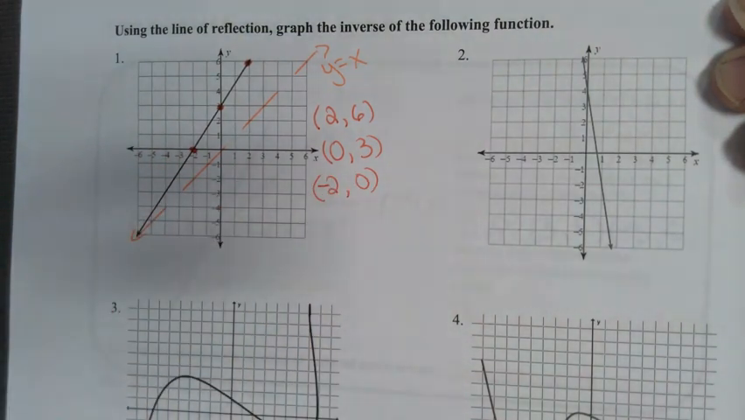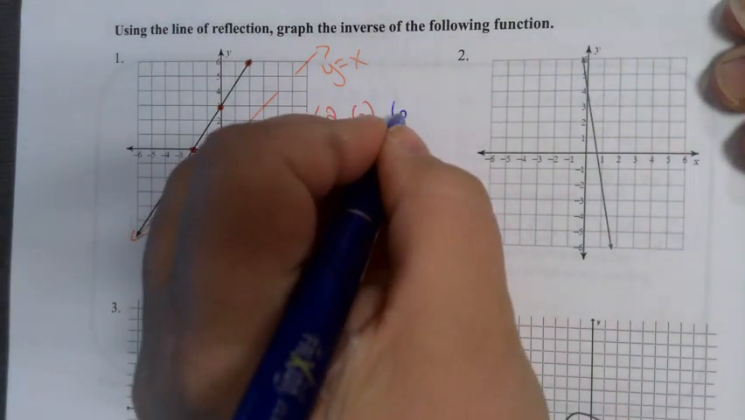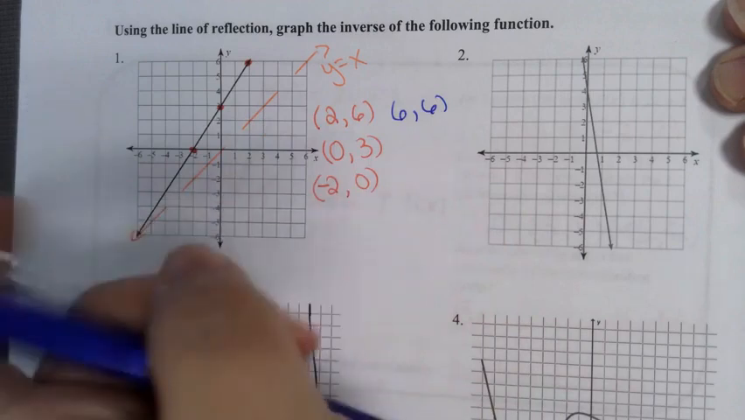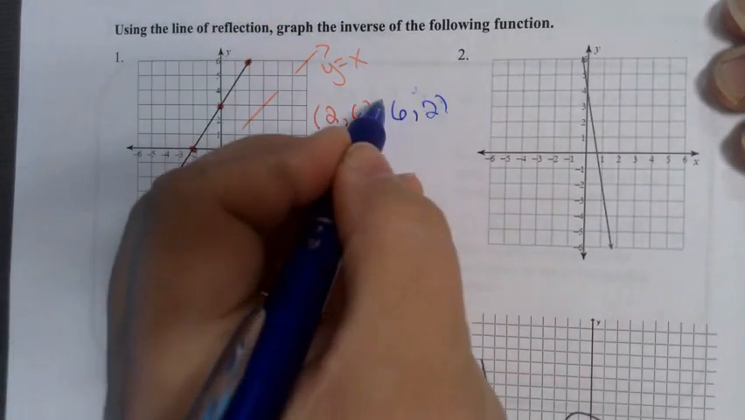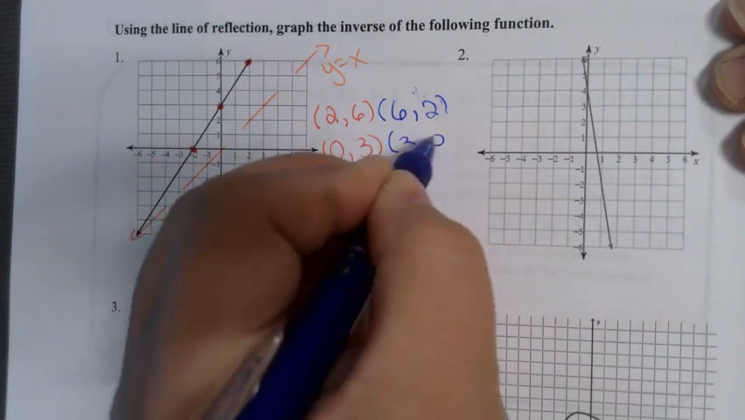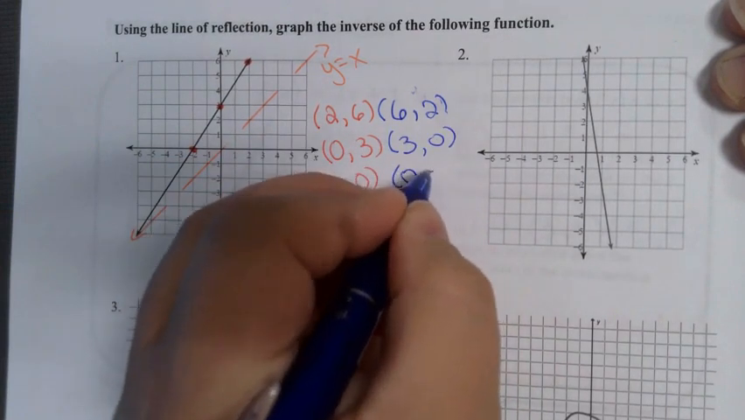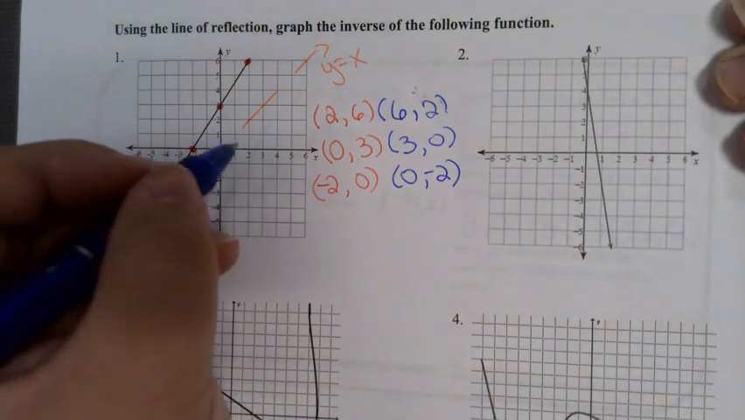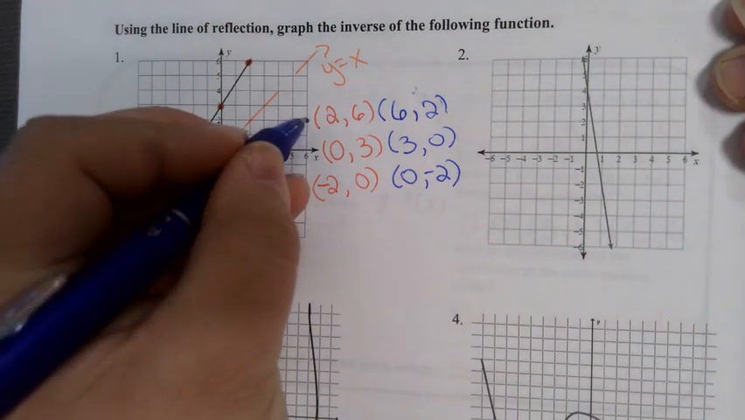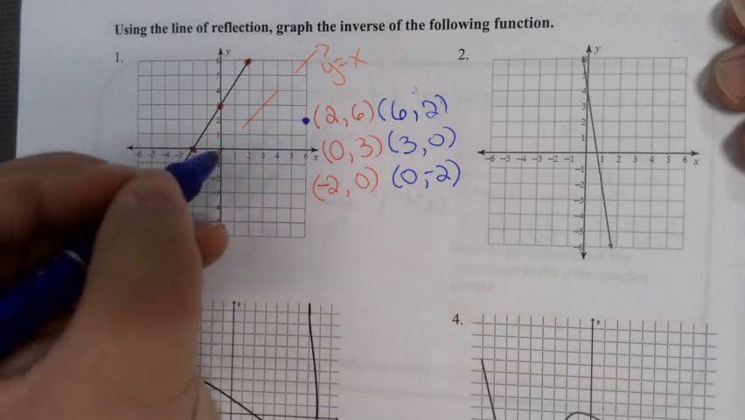Now we're going to find the inverse of those 3 points. So I have (6, 2), (3, 0), and (0, -2). Let's plot those points over here. So (6, 2), (3, 0), and (0, -2).